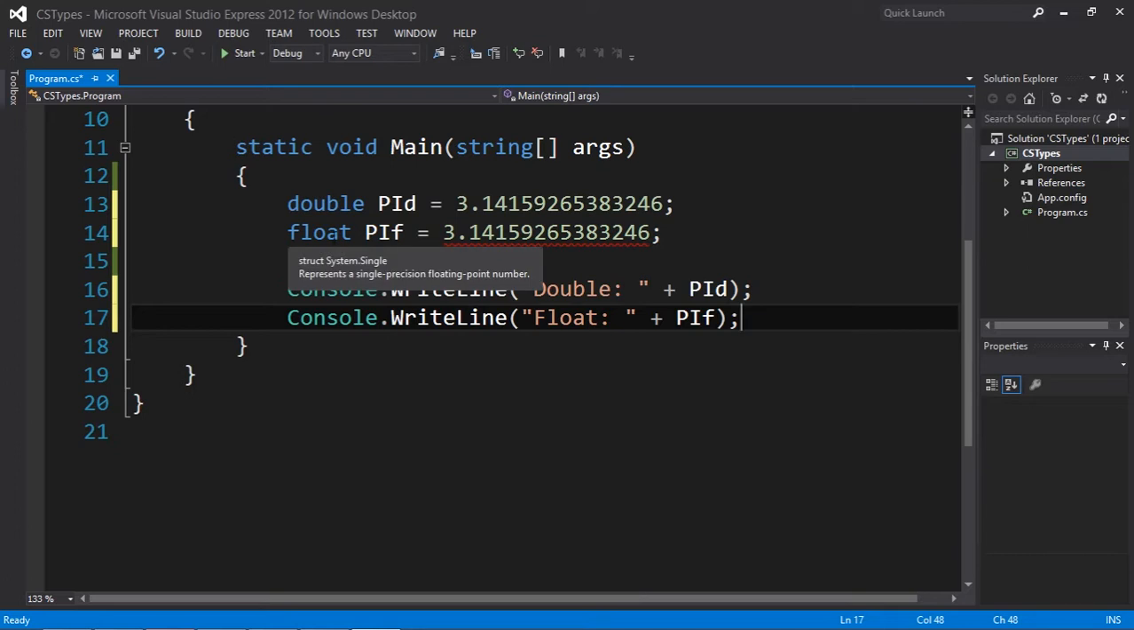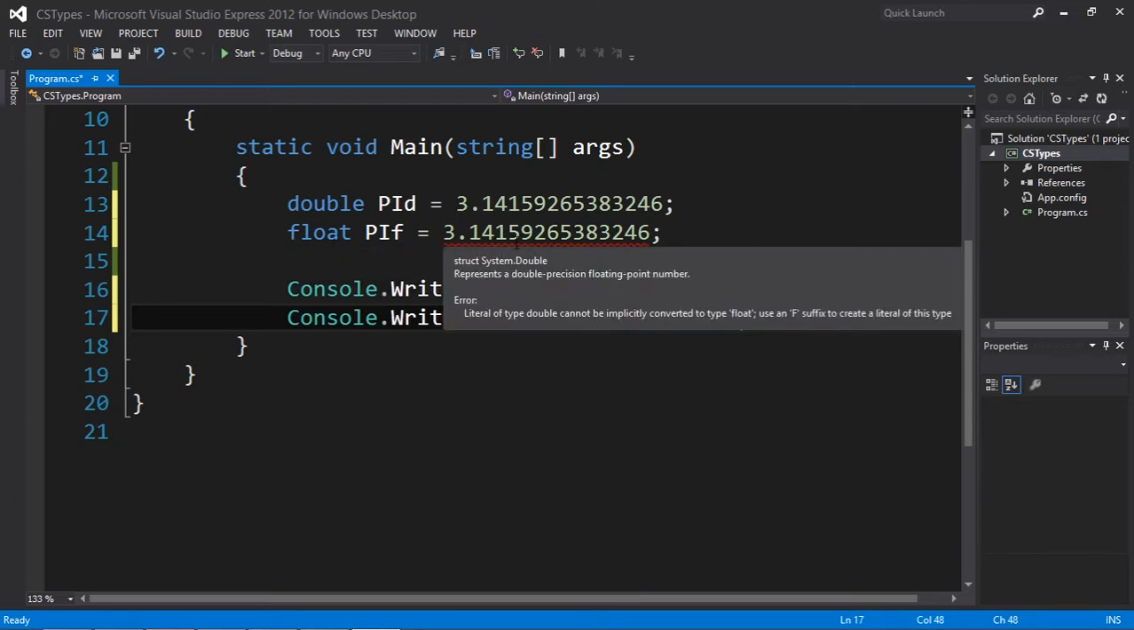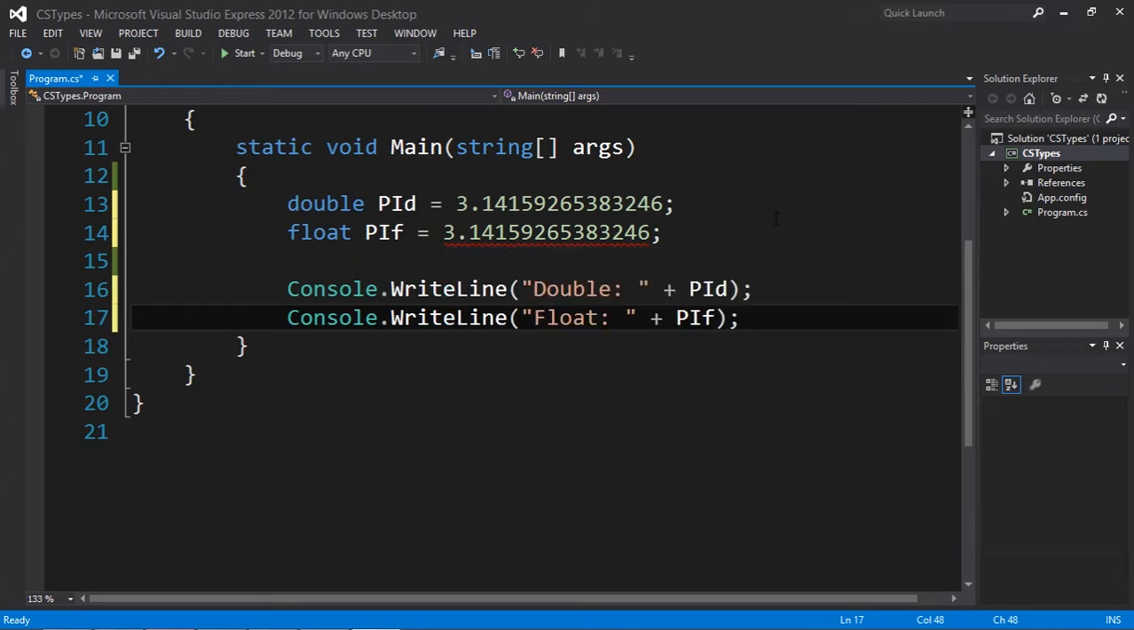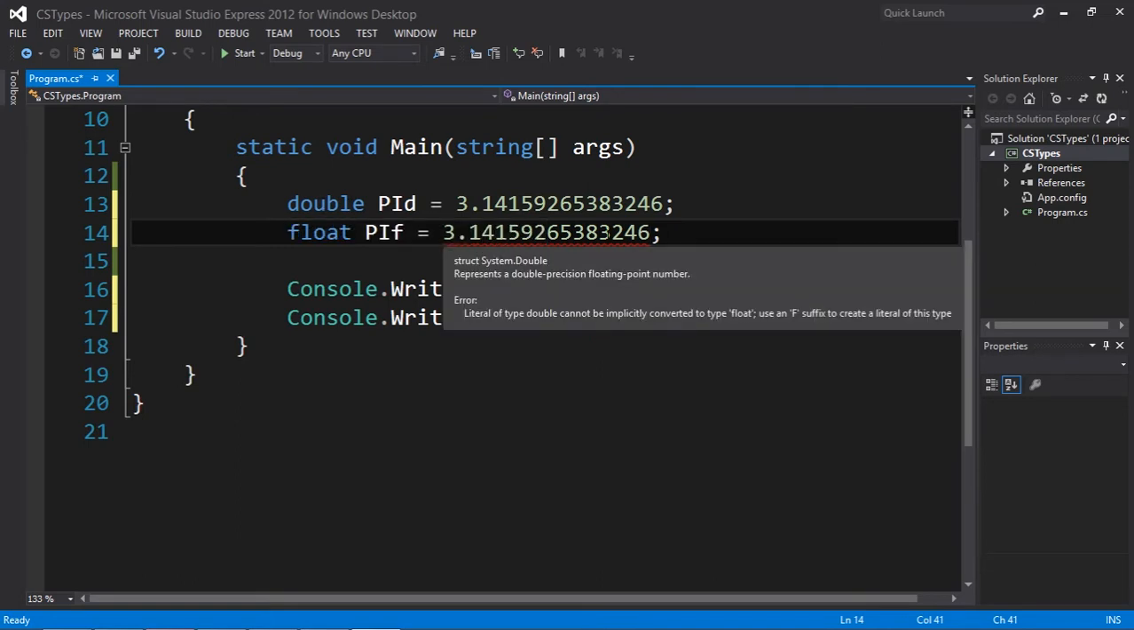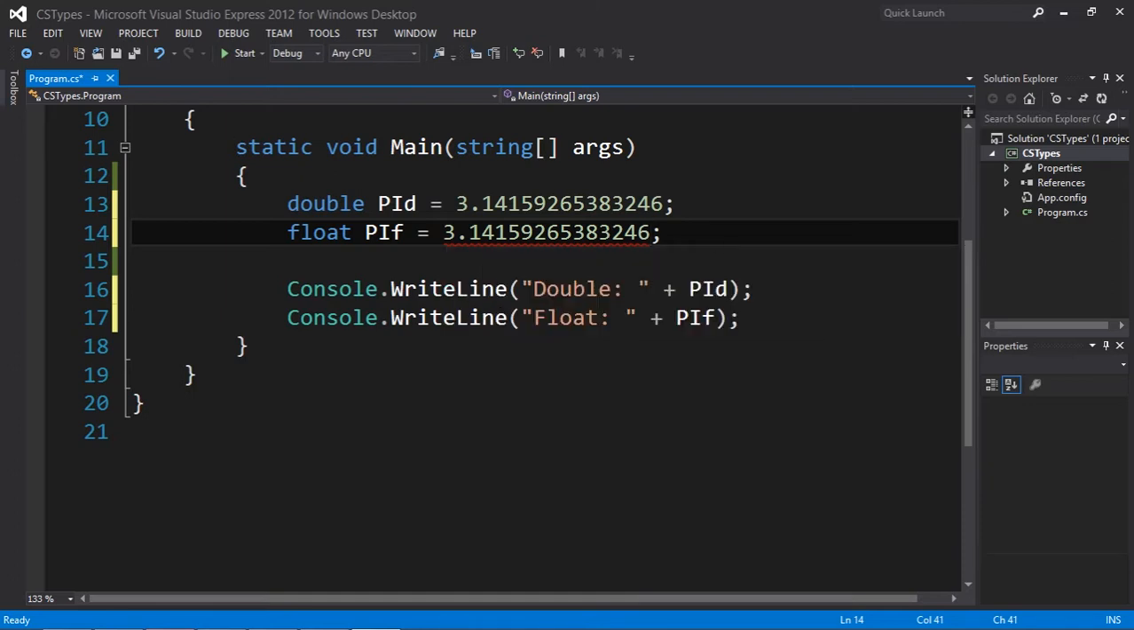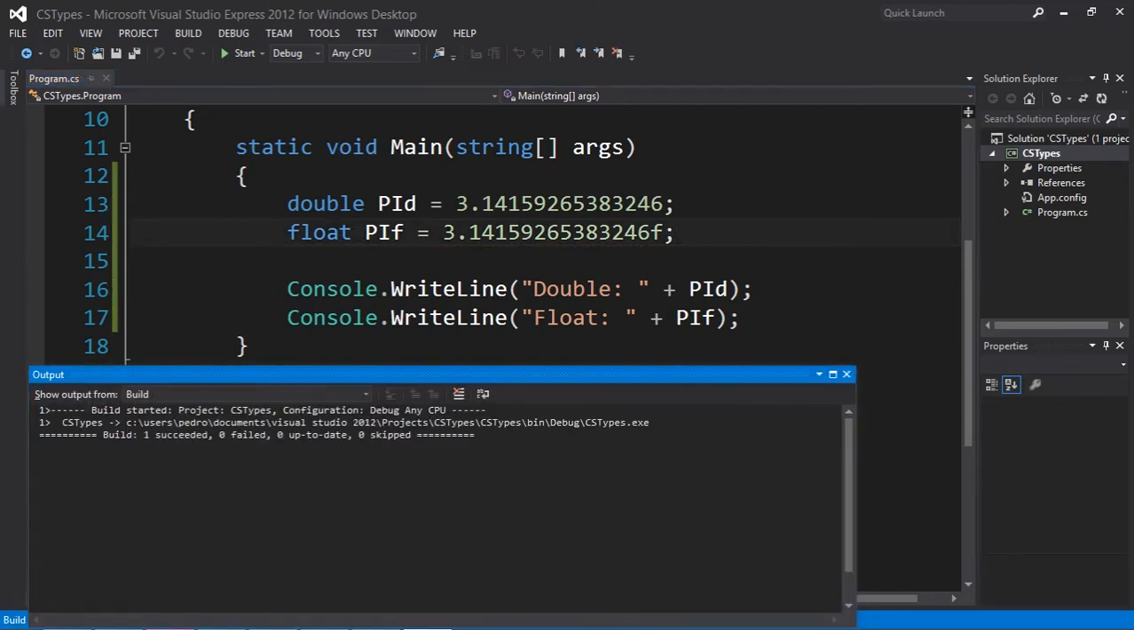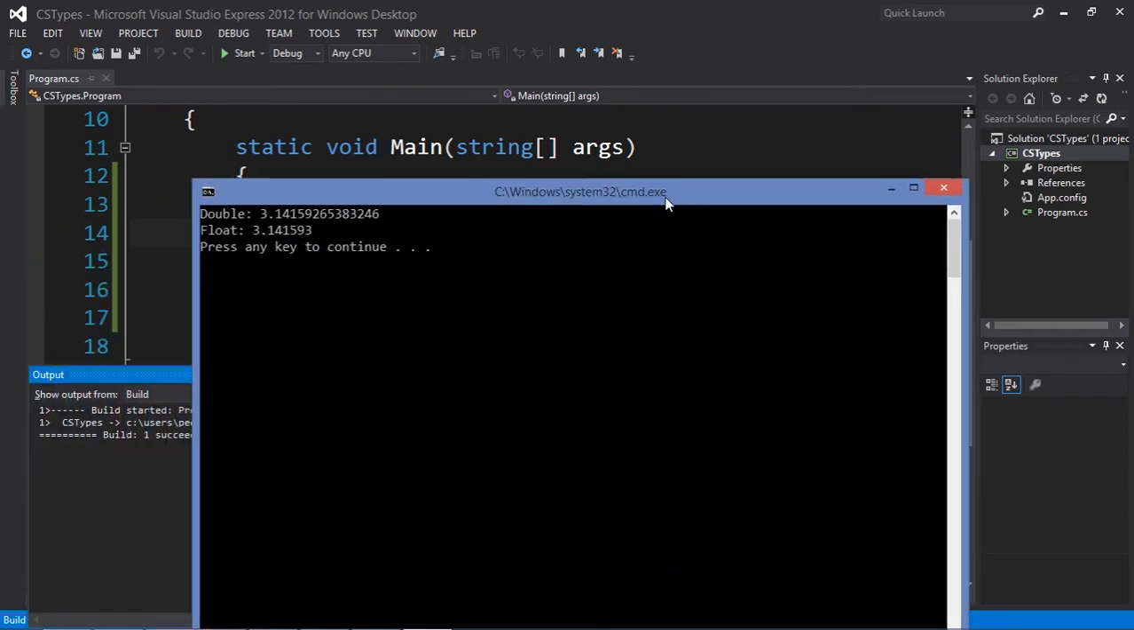And as you guys can see, float has a warning, it represents a double. I cannot convert a double to a float, because in C#, the default floating-point type is double, okay? So if I want to use float, I must use a postfix f, okay? So I'm gonna run this, and you guys will see what I'm talking about. So yeah, there you have it.